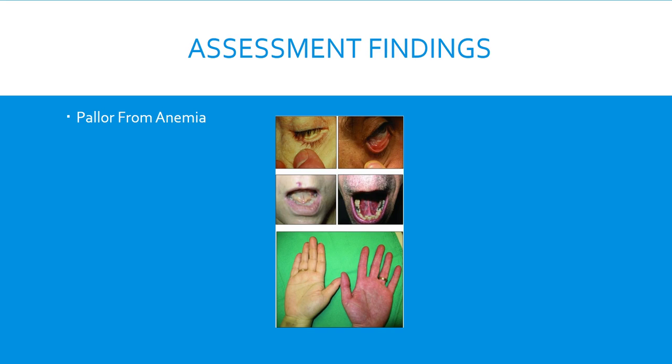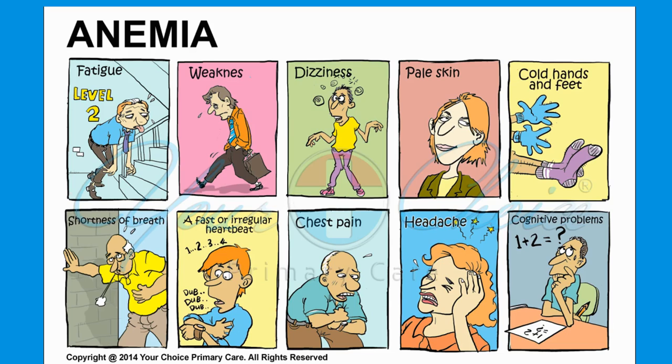So when you're actually doing your assessment, you can check these three areas, and they'll tend to give you a little bit of an idea of whether or not they're anemic. Here's another example of anemia.